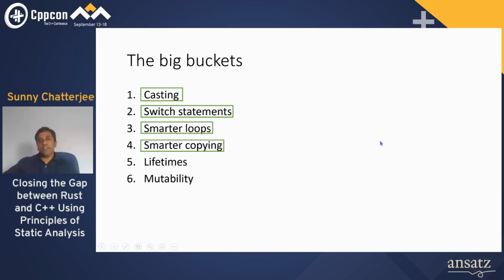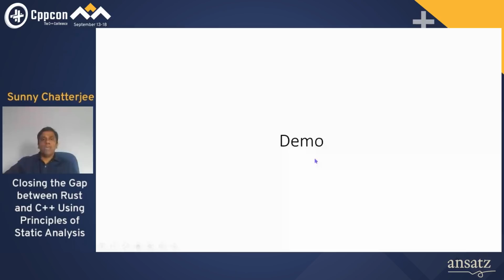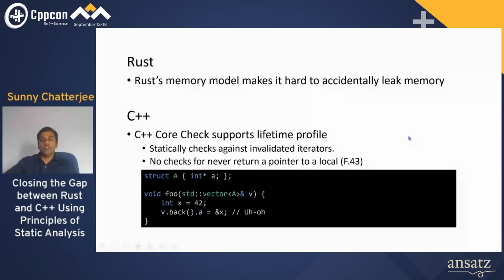So we looked into casting, switch statements, smarter loops, smarter copying. Next, we will talk a little bit about lifetimes. Rust's memory model makes it hard to accidentally leak memory. In C++, however, we have a set of rules in the lifetimes profile that statically checks against invalidated iterators. So if you go to Visual Studio today, and select the C++ Code Check lifetime profile from the code analysis, you would be able to find these errors in your code.